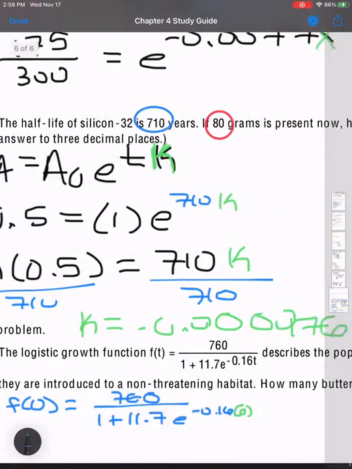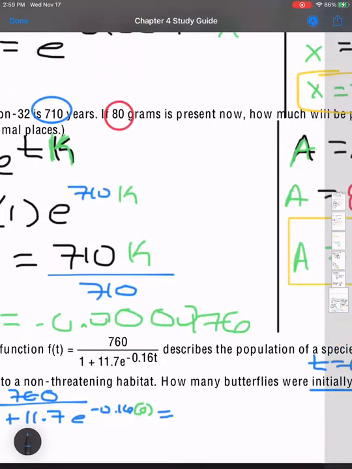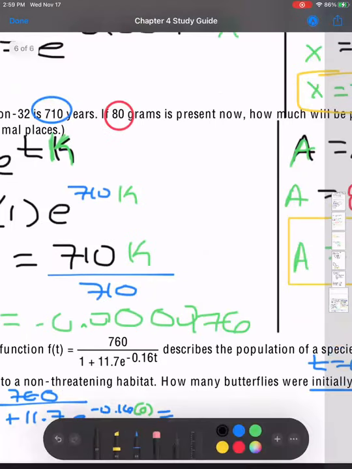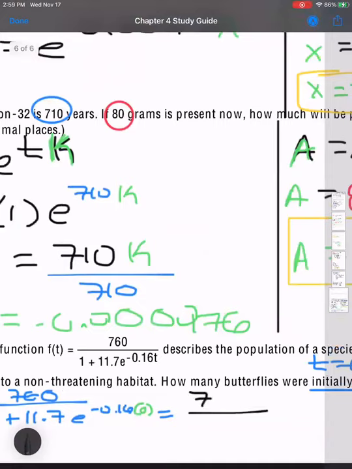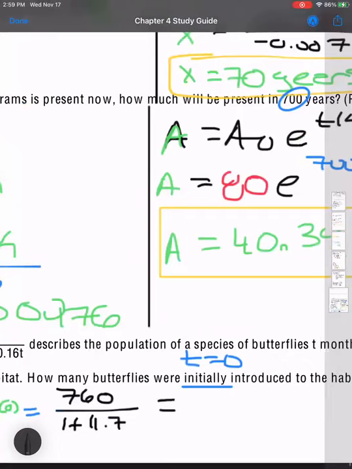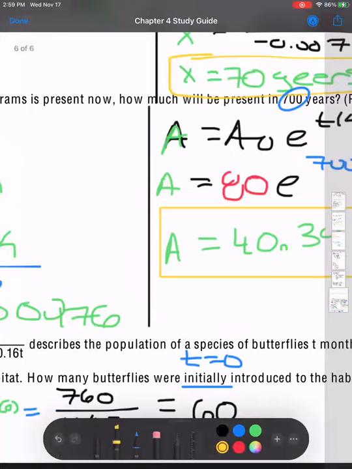So then when you put the bottom part into your calculator, you are going to get 760 on the top still, and then 1 plus 11.7 times e, because it's 0 times negative 0.16, which gives you 0. So you have e to the 0, and e to the 0 always equals 1. So that's why you have the 1 plus 11.7. And then when you put that into the calculator, you get about 60, which is the final answer for that problem.